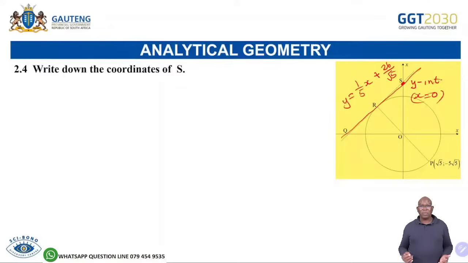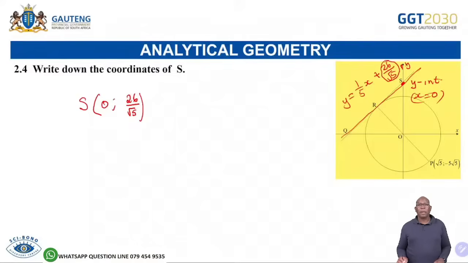If it's 2 marks, then at least you get 1 out of 2 if you're not sure about the y-intercept. Because it's on the y-axis, x equals 0. So what am I going to do there now? I'm going to write S is, the x value is 0, so I must get that mark because it's on the y-axis. The y-intercept is the value of c on there. So I'm going to write 26 over root 5.